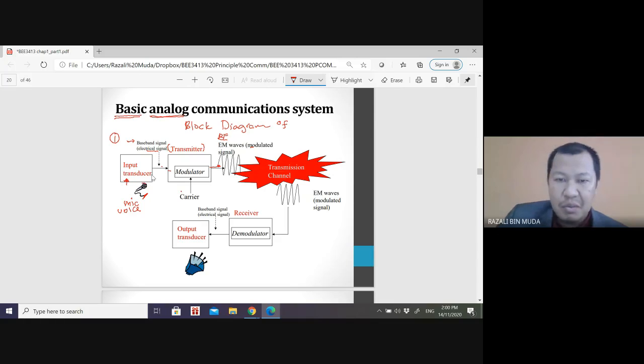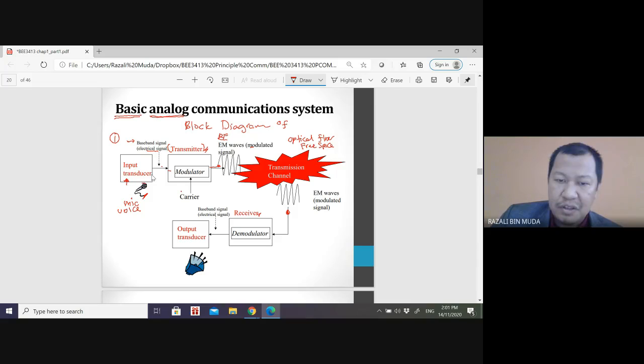In this case, most probably it could be optical fiber or free space. This is an example of a transmission channel or transmission medium. So you have optical fiber or free space as the transmission channel. The electromagnetic wave travels from the transmitter to the receiver through this channel. At the receiver, the signal is received normally.